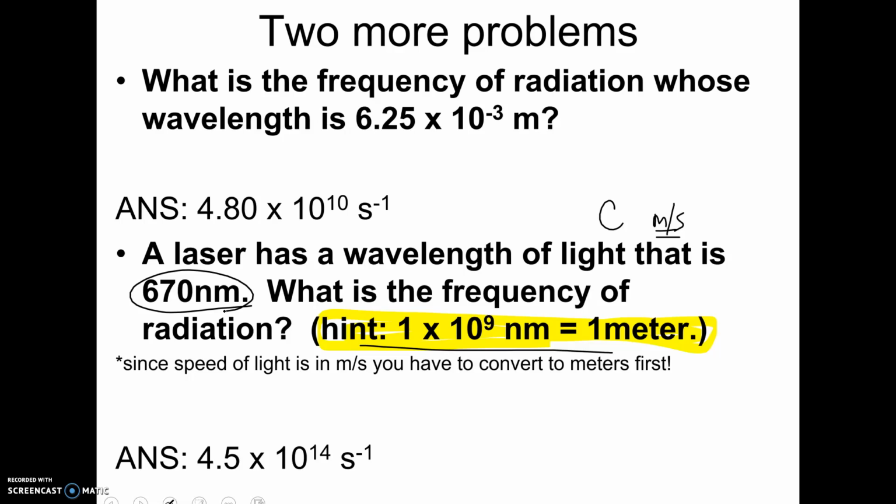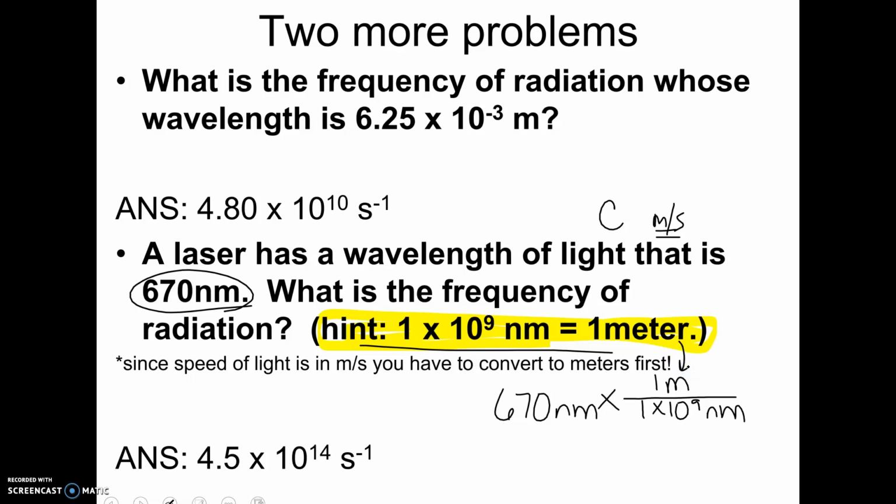So to do that conversion, you would do this. 670 nanometers times, and this is called dimensional analysis. We're going to use this a lot in the upcoming chapters. So it's something you should become familiar with. I'm going to put my conversion factor here. So 1 times 10 to the 9th nanometers on the bottom is the same as 1 meter. So this is my conversion factor here.